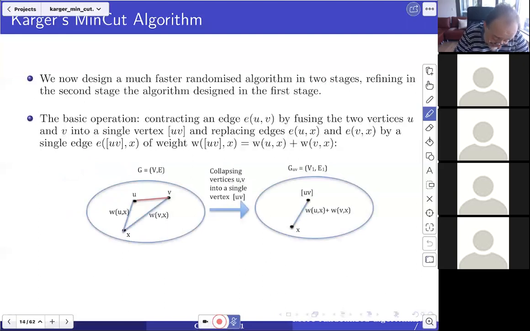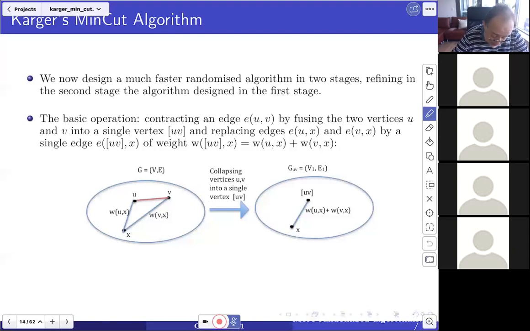Contract: you pick an edge, and we will see how you pick an edge, but you pick an arbitrary edge in the graph with vertices u and v, and you contract these two vertices into a single vertex. So now the edge between u and v will disappear, right? Because u and v become one point.